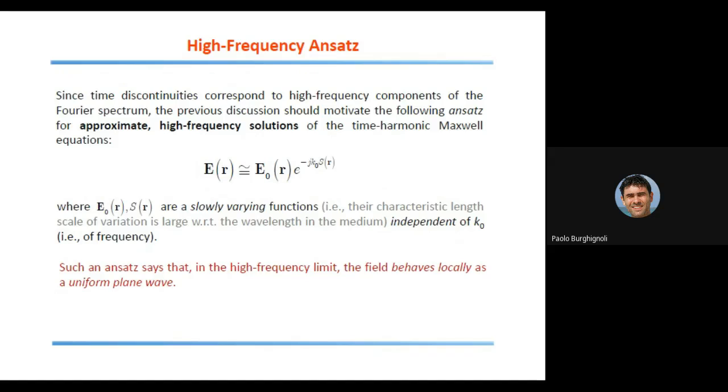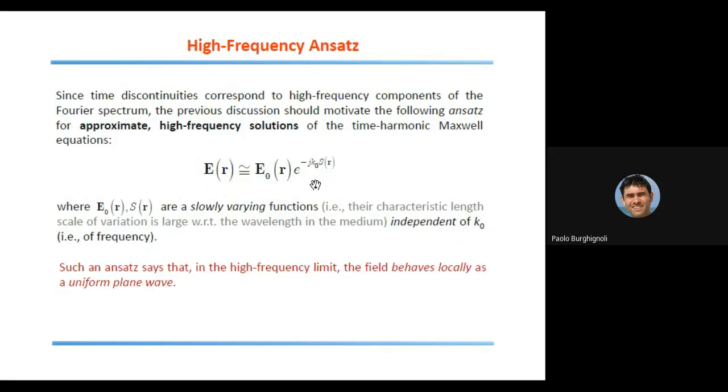So we are assuming that our electromagnetic field looks like a plane wave locally. The characteristics of this plane wave, however, vary from point to point, but they do so in a slow manner with respect to the wavelength, which is our reference scale to compare with. Of course, these functions E0 and S are assumed to be independent of the frequencies contained inside the wave number k0. So the only dependence on frequency is because of the presence of this k0 factor.